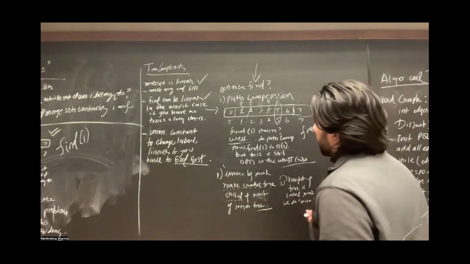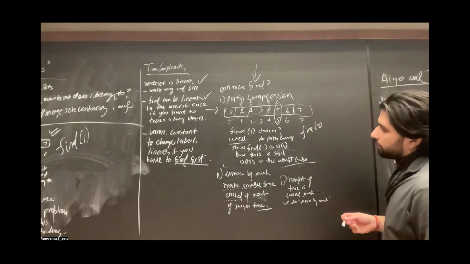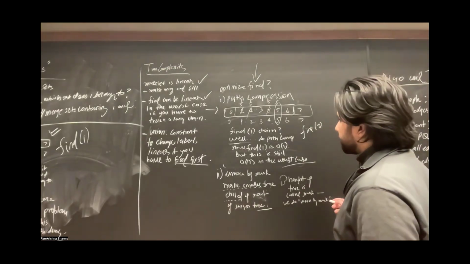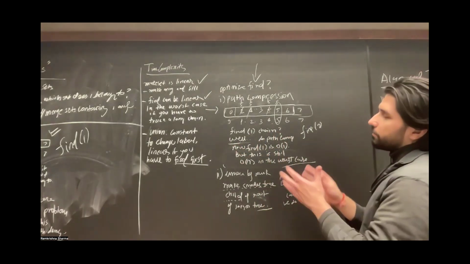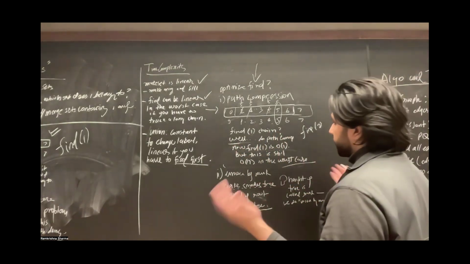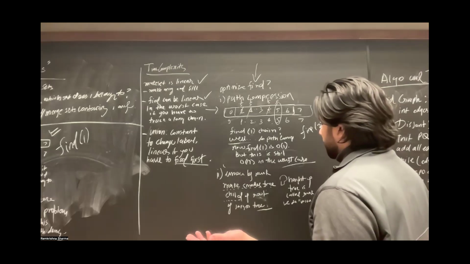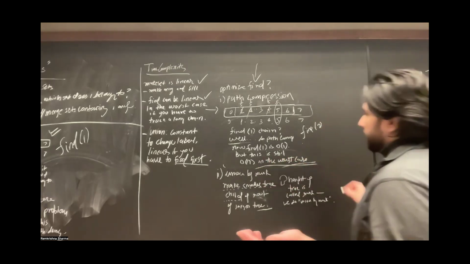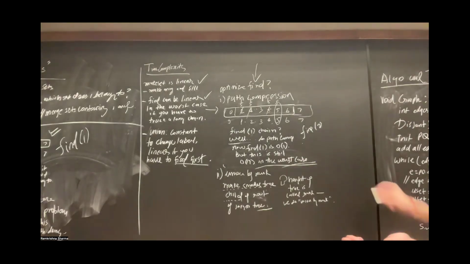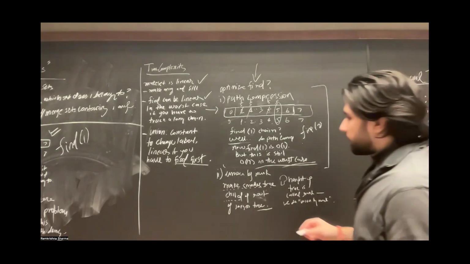Now, that is, of course, not true in terms of all cases. It's order of 1. If you're improving the chances that it's order of 1, but it's not order of 1 in all cases. And so it's still order of n in the worst case. So this alone is not enough. Path compression alone is not enough to do the trick.